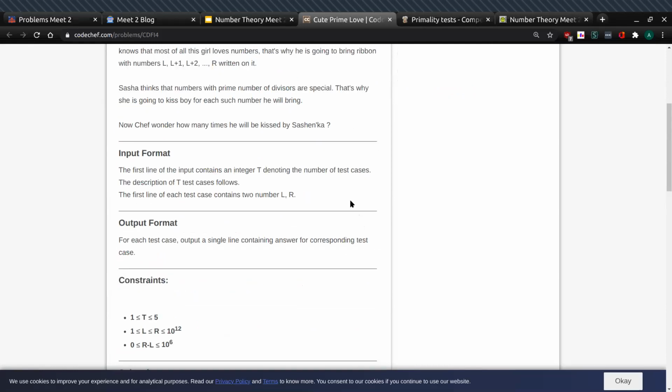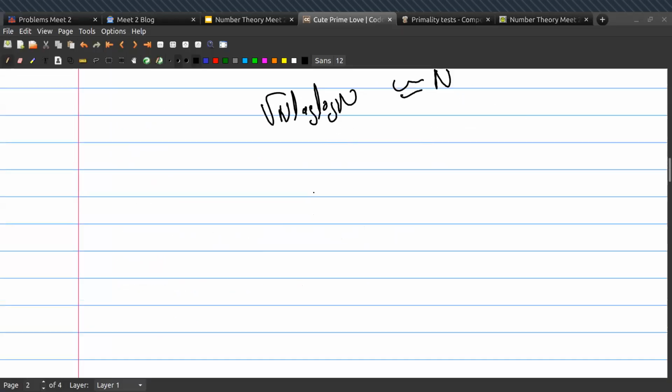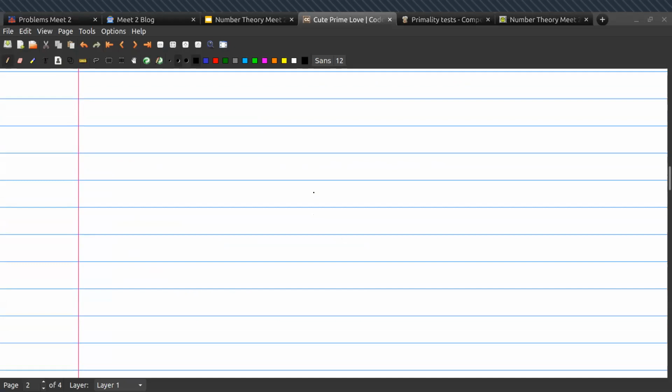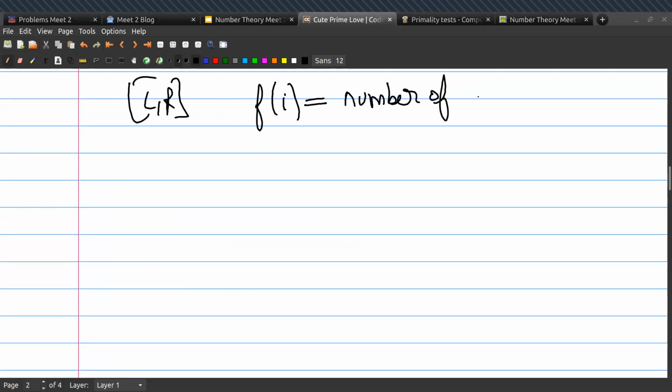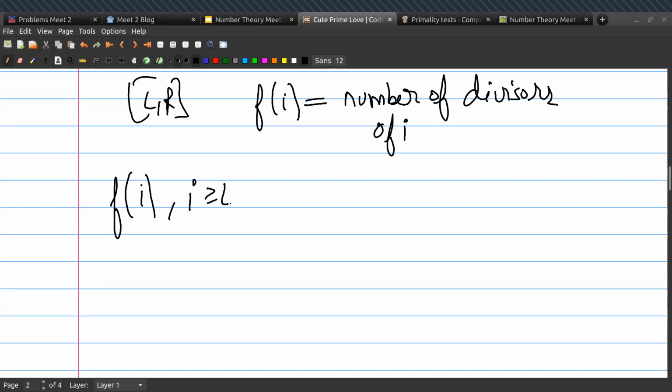Okay, so the question is, you are given a range from L to R, and there is a function which is defined for every integer, f of i, which is the number of divisors of i. You need to count the number of i which is greater than L and less than R and has f of i as prime.